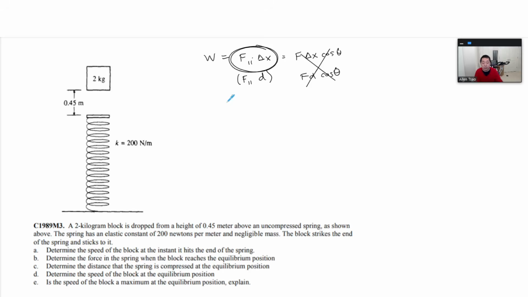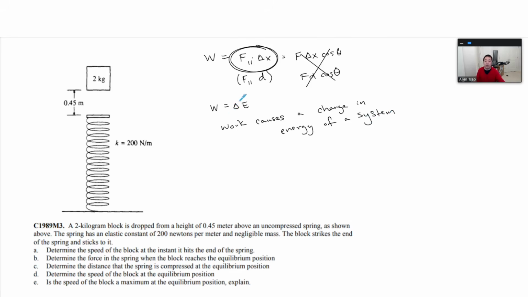The other big principle is that work causes a change in energy in a system. Okay? The way I think of it, work causes a change in energy of a system.